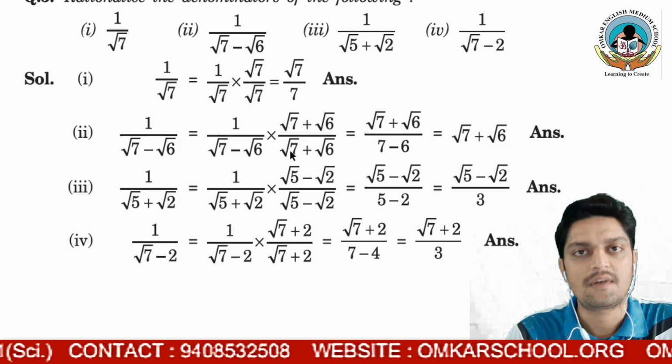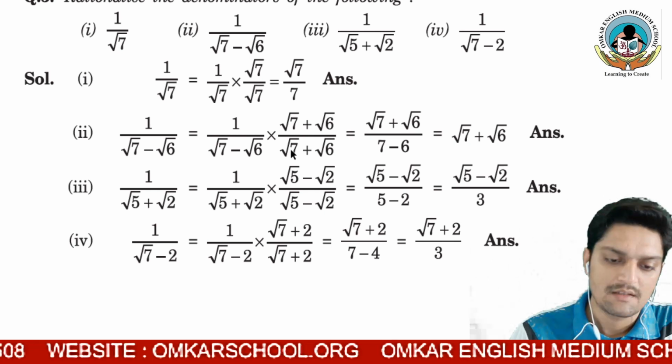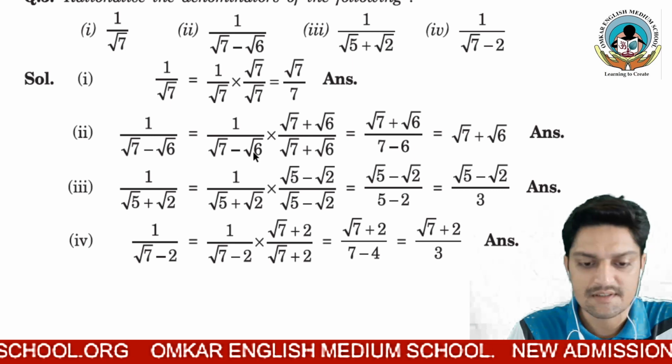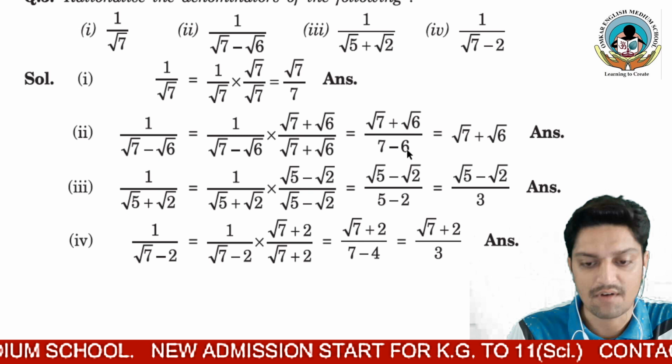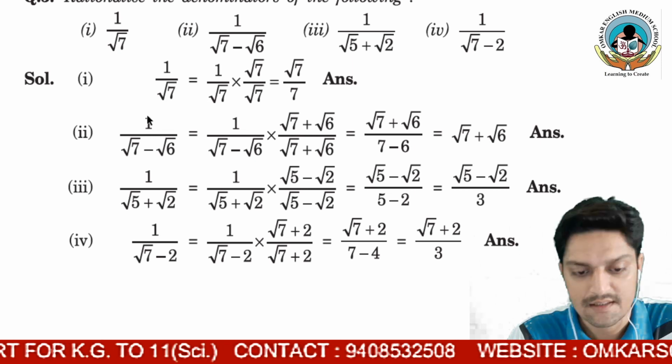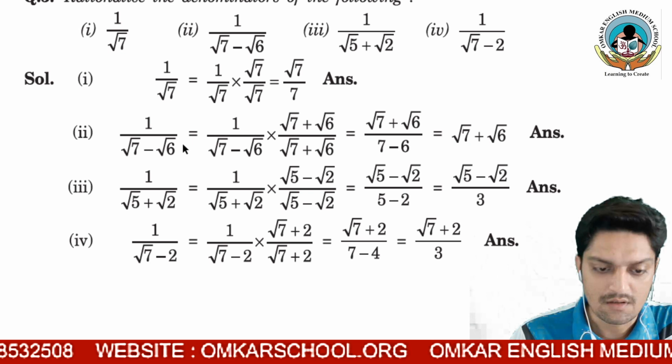These things we have learned in last standard, 8th standard. Okay, so here a square means root 7 square. Root 7 square is what? That is 7 only. And the same kind, root 6 square is what? That is 6 only. So now very simple, 7 minus 6, that is 1, and generally in denominator 1 we don't write. Okay, so your answer is root 7 plus root 6. So now see the difference between your question and your answer. In question it's 1 upon root 7 minus root 6, and in answer root 7 plus root 6.